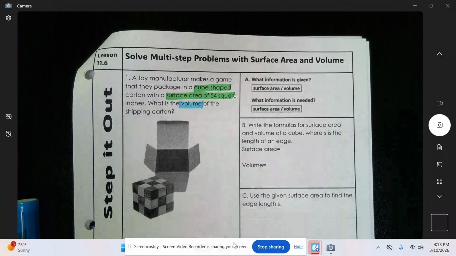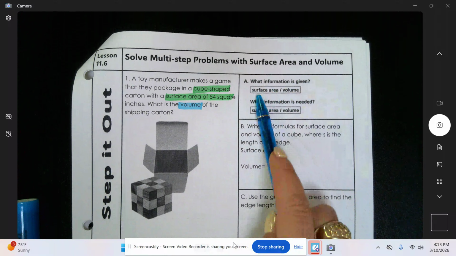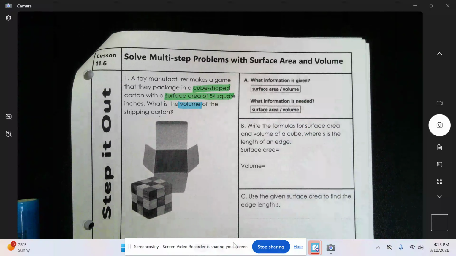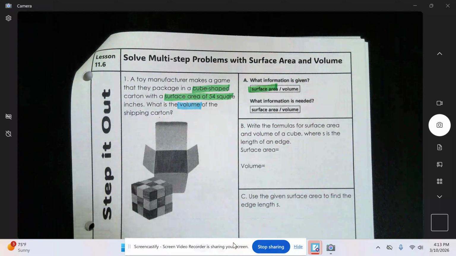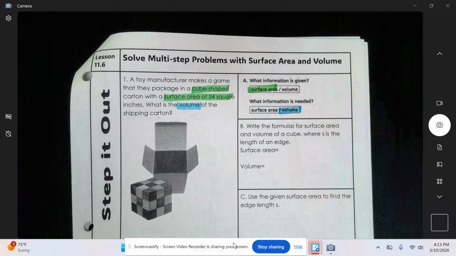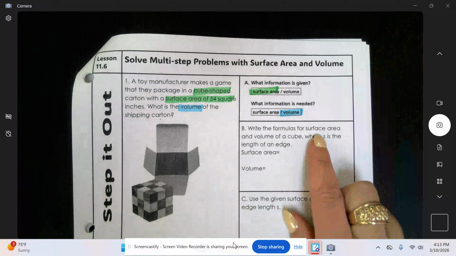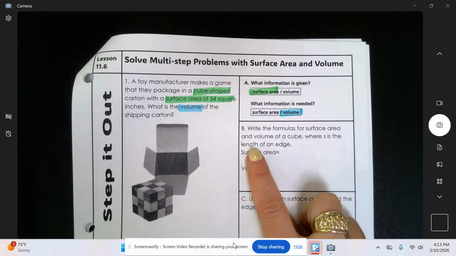So coming over to part A, it says what information is given? Are we given the surface area or are we given the volume? And it is given of the surface area. What is the information that we're trying to find? We're trying to find the volume. So what this wants us to do is write the formulas of surface area and volume for a cube, where S is the length of an edge.